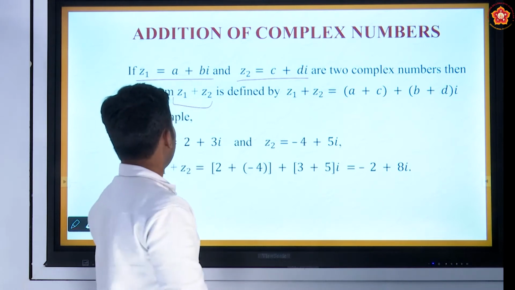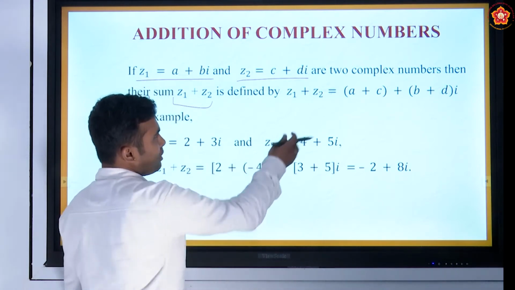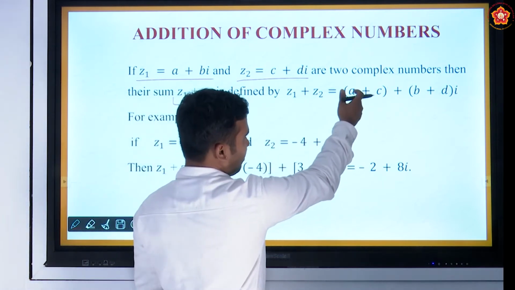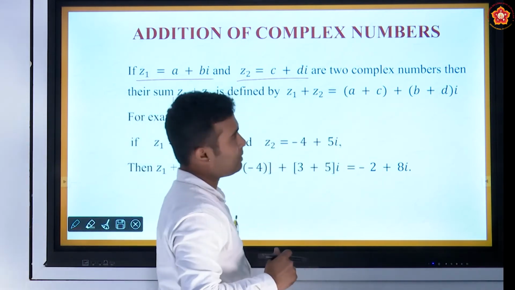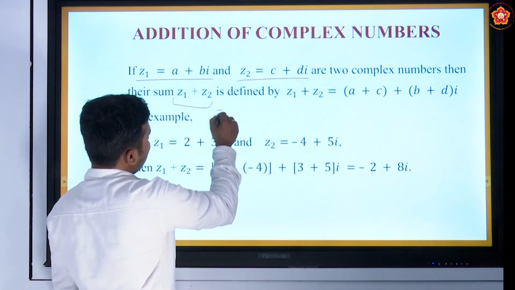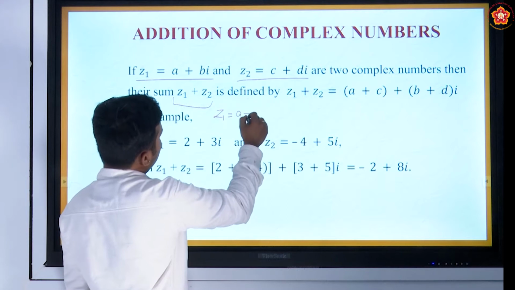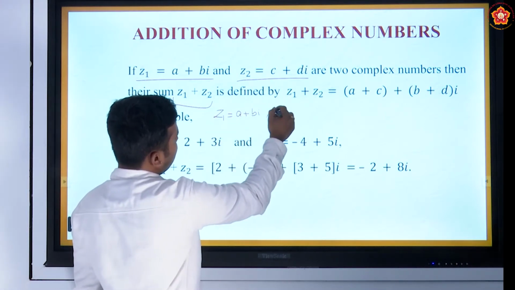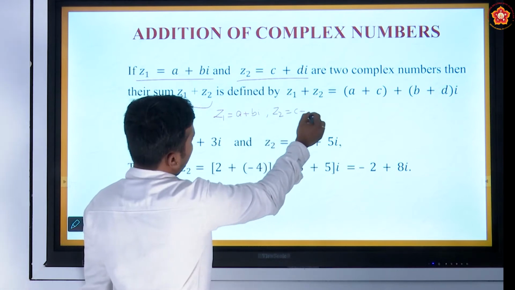And we have to discuss that here. The sum of z1 plus z2 is also a complex number, since we have a real part as well as an imaginary part. How that can be done is, z1 is equal to what? a plus bi, as we know, and z2 is equal to c plus di.